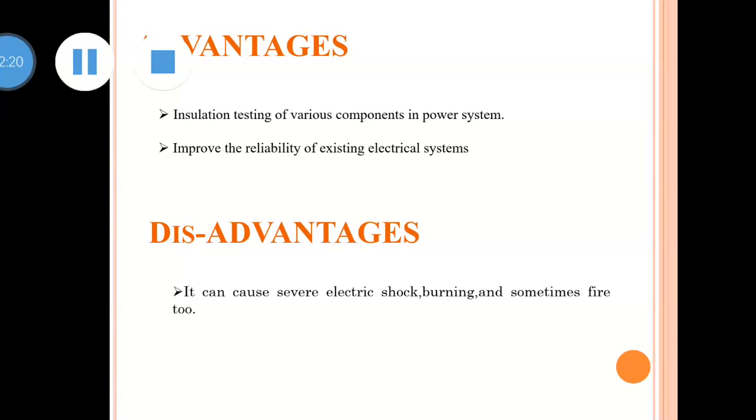Advantages of high voltage lab. Insulation testing of various components in the power system can be carried out. It improves the reliability of the existing electrical system. Disadvantages of high voltage lab. It can cause severe electric shock, burning and sometimes fire too.